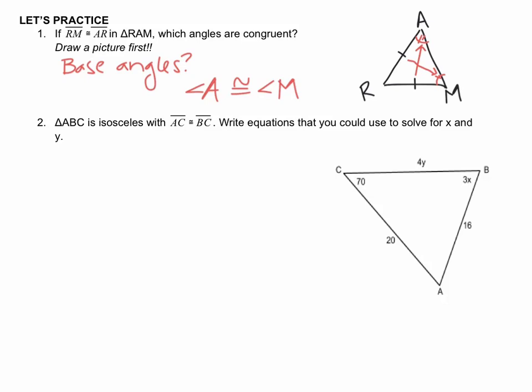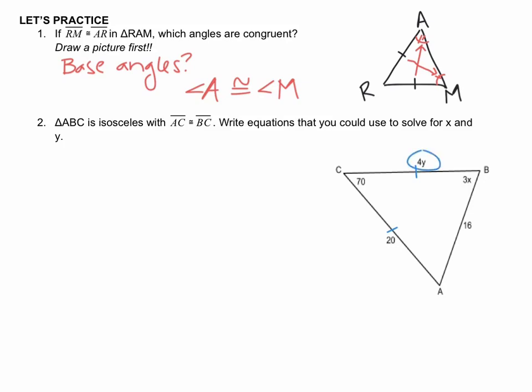Okay, now let's look at number 2. I've got this triangle ABC here with my sides AC and BC being congruent. So I'm going to start right away. The first thing I'm going to do is draw tick marks on my diagram to show which ones are congruent. So I've got AC and BC. Okay? Now, if I know those two sides are congruent, I'm going to start by writing an equation for y, because one of those side lengths has my 4y on it.